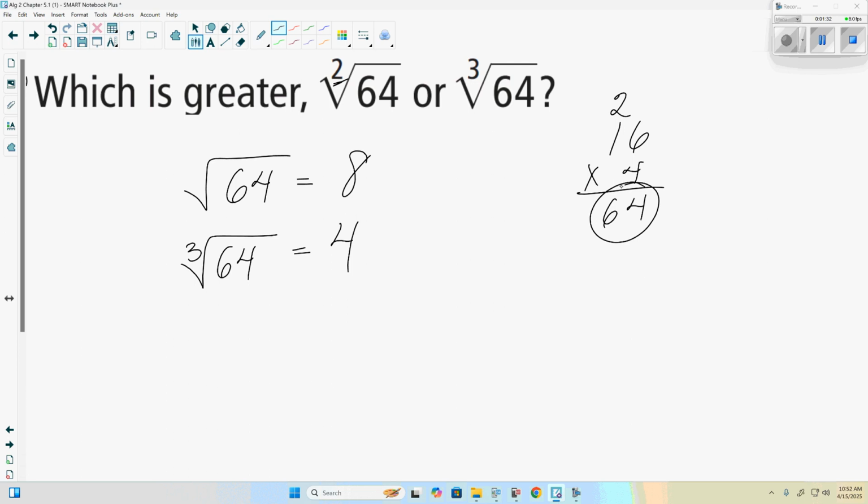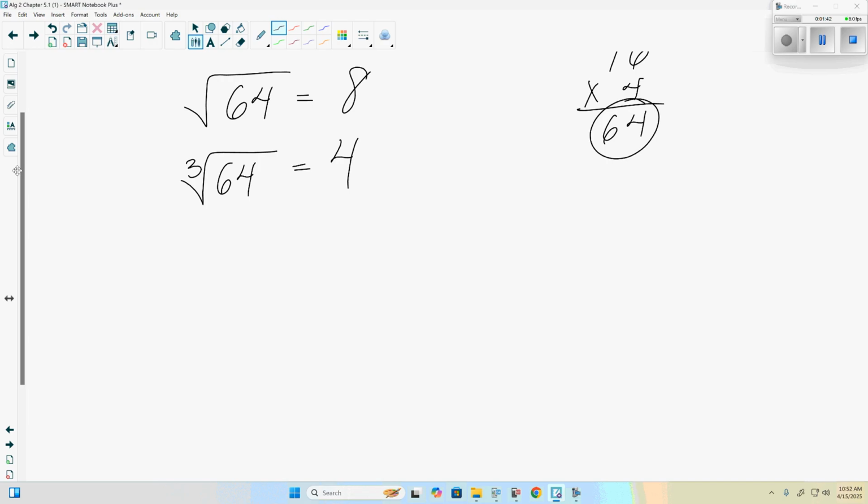So the square root of 64 is going to be bigger or greater than the cubed root, because we're multiplying a number by itself more times, which means a smaller number. If we looked at, say, the 6th root of 64, what times itself 6 times is 64 would be 2. Because the bigger the root, the smaller the number gets. It's being multiplied by itself more times.